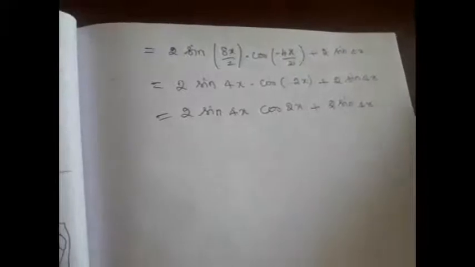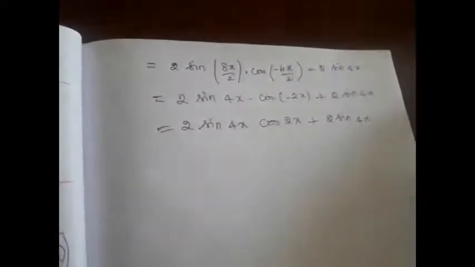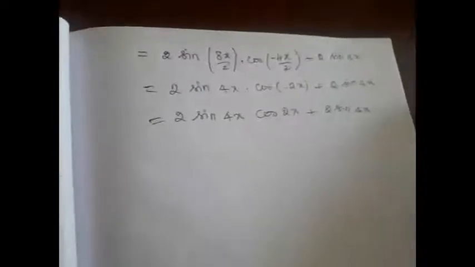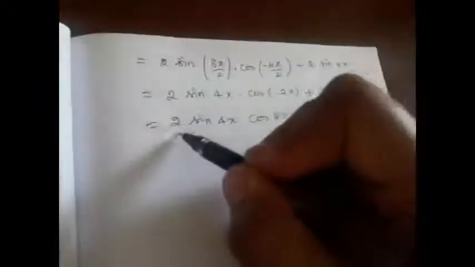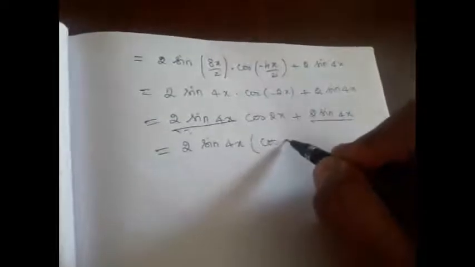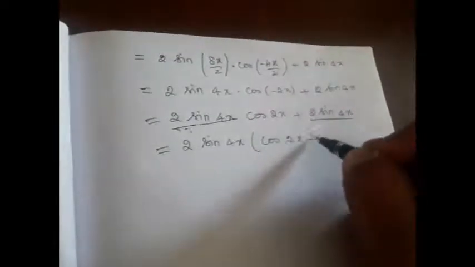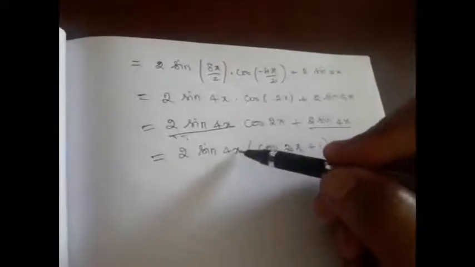But what we need to prove here? We need to prove 4 cos square x into sin 4x. So still we didn't arrive at our required answer. If you see, 2 sin 4x is common in both the terms. So we can take 2 sin 4x as common. So what is left out? Cos 2x plus 1.